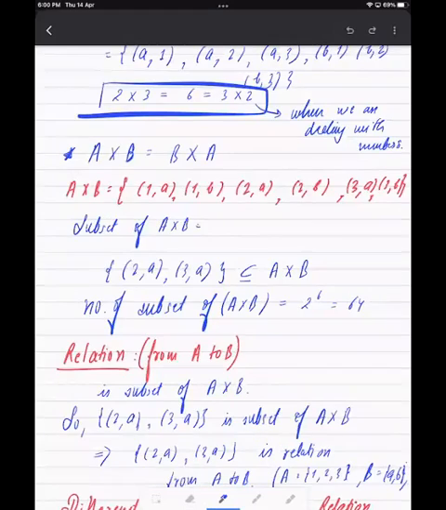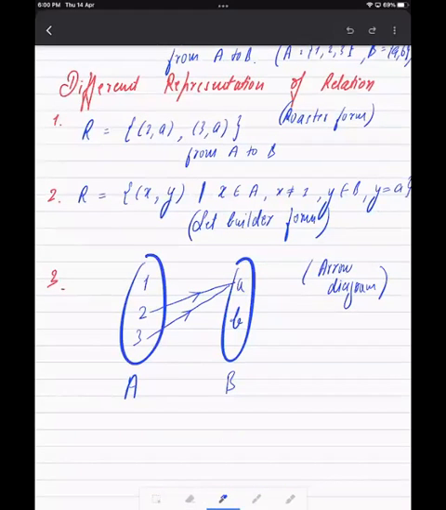So I'm ending it here. After this, we have types of relations, then we'll move to functions, then we have types of functions. But let me tell you, everything is easy if you are consistent.